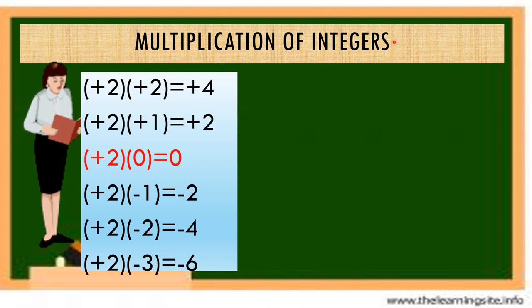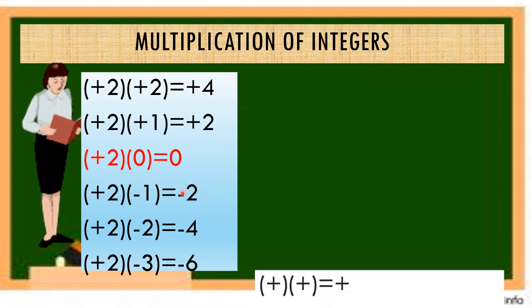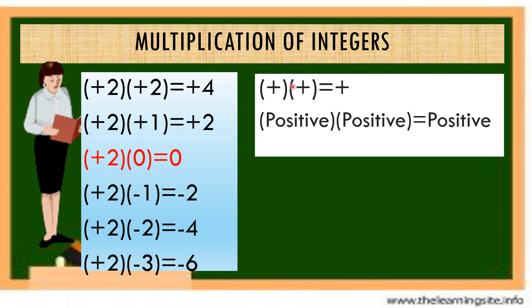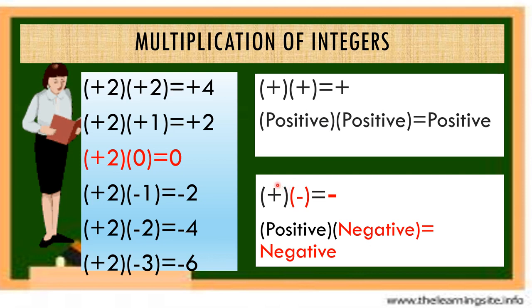We are now in multiplication of integers. I want you to analyze the example. We multiply a positive by a positive, the result is positive. But if we multiply a positive by a negative, the result is negative. So, we have positive times positive equals positive, and positive times negative equals negative.